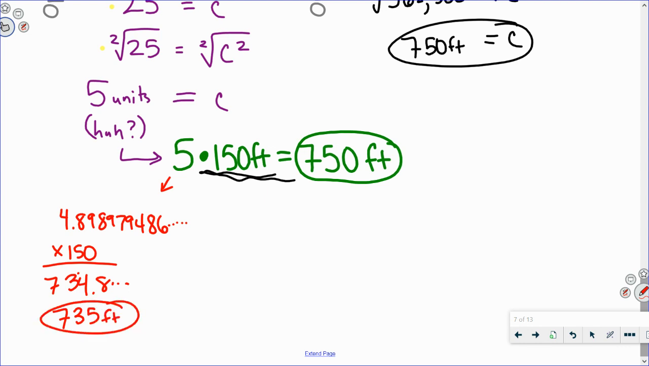However, I have seen far too many students round right off the bat to the nearest hundredth. And you're going to say, Mr. Callen, what does it matter? Well, check this out. If I multiply 4 and 90 hundredths times 150, poor example. All right, that didn't work so well because it ended up being exactly the same.